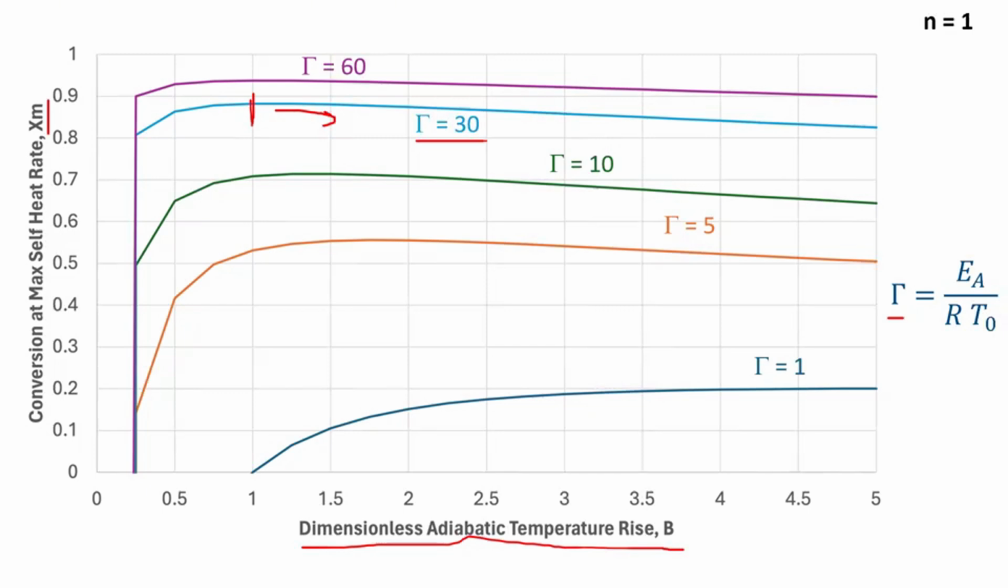If we wanted to figure out where that point was, we could differentiate that xm expression with respect to b, set it equal to 0, and do that math. But here, the takeaway is that there is a maximum, and that as sigma increases, we have a higher and higher conversion at the max self-heat rate.